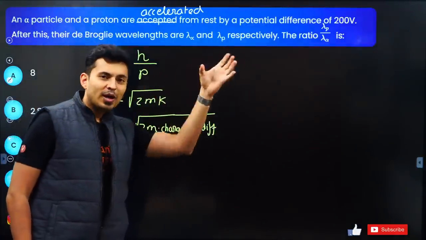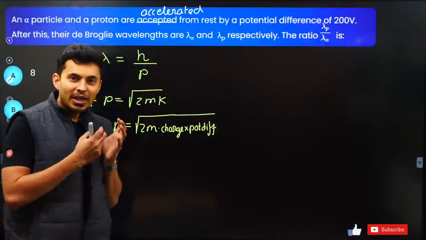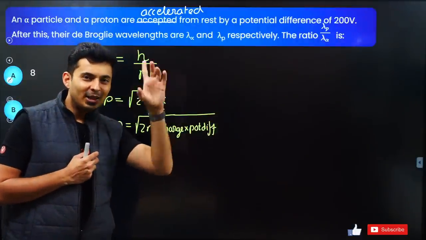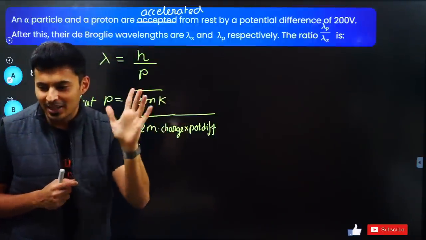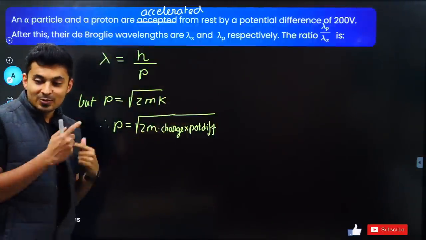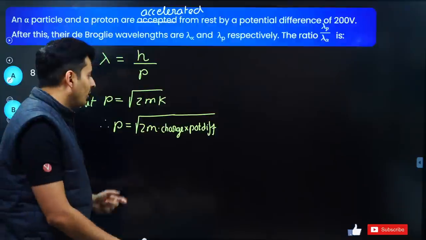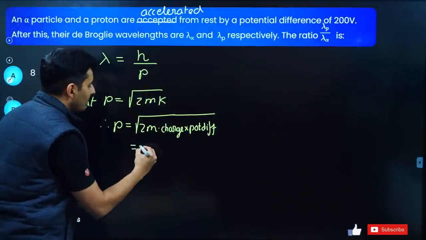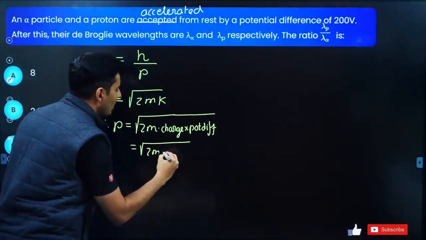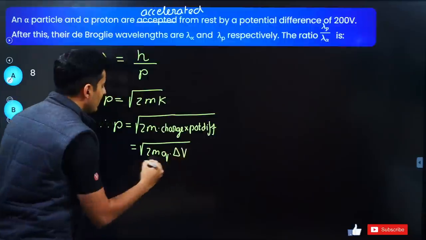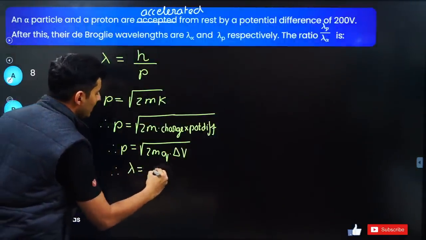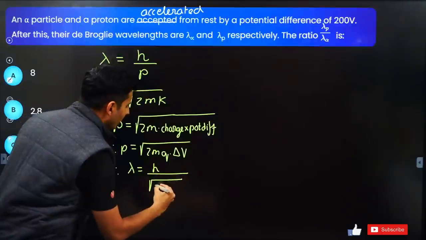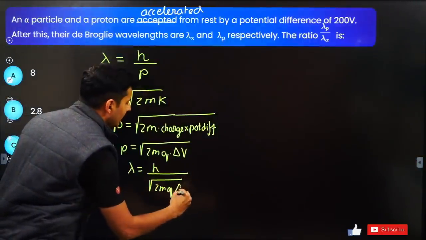Do you remember this was also the definition of volt? 1 volt is 1 joule per coulomb. When you take 1 coulomb of charge and accelerate it by 1 volt, the energy that it gets is 1 joule. Remember it, guys? This was the definition of volt also. So momentum will then become root of 2mq delta V. Therefore the wavelength will be h by root of 2mq delta V.